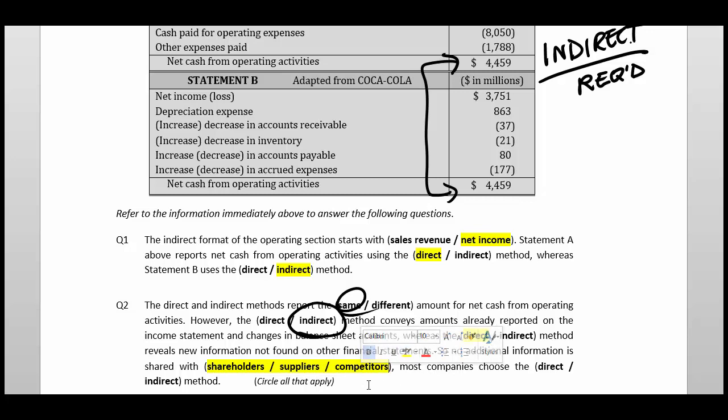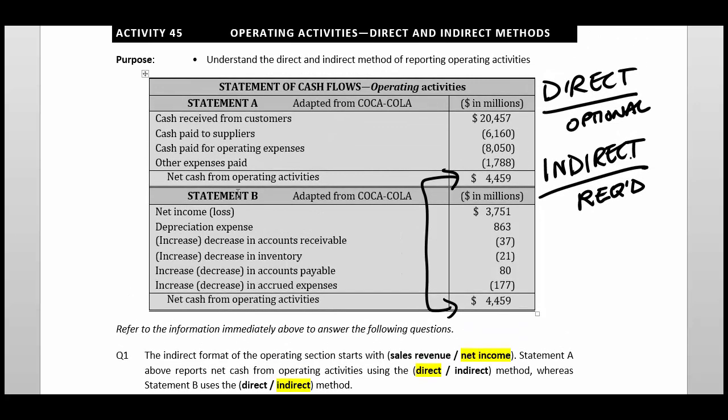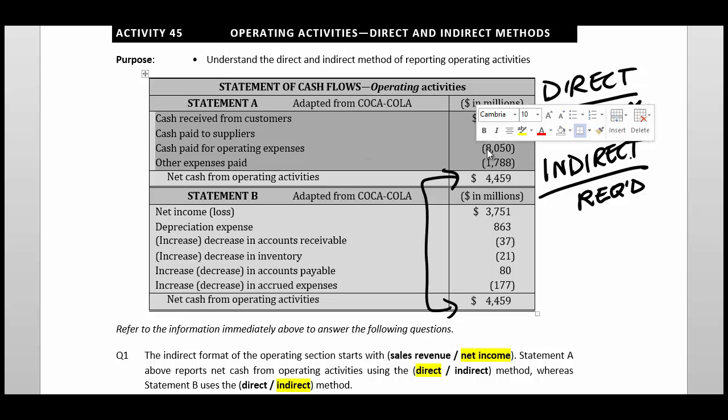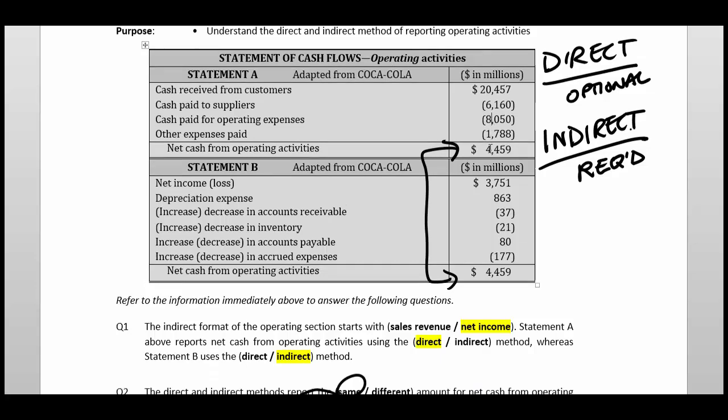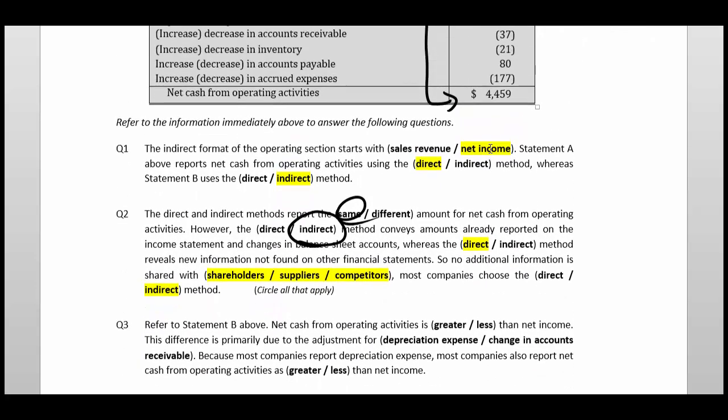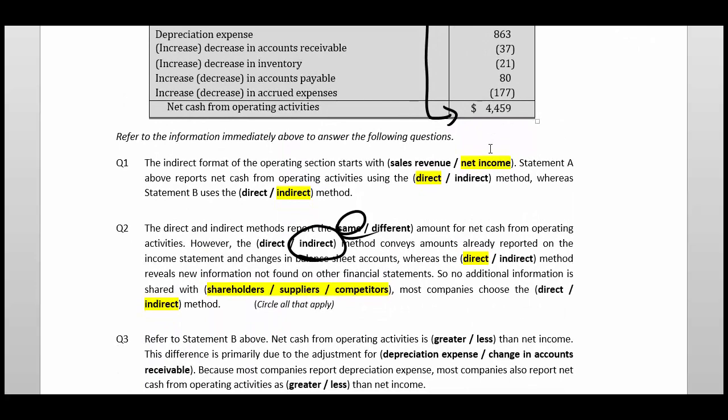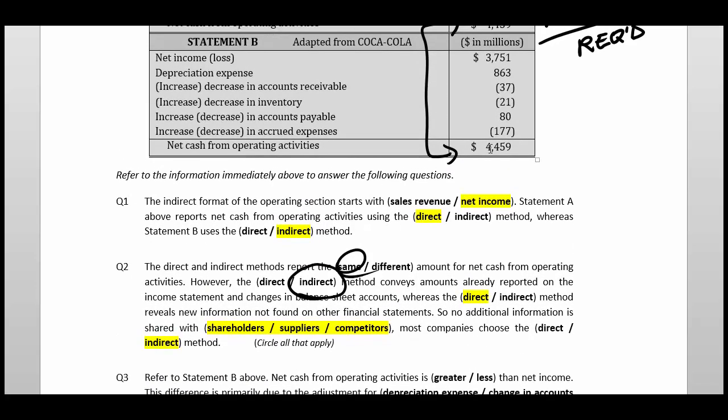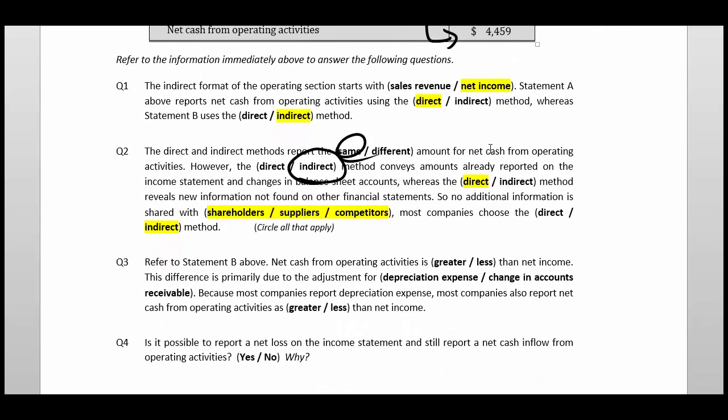Therefore, most companies prefer the indirect method. They're concerned that providing this information will be too much information, that it might give away information to competitors and things like that. I don't know if that's really true. Statement B, let's look at that. Is net cash from operating activities greater than or less than net income?